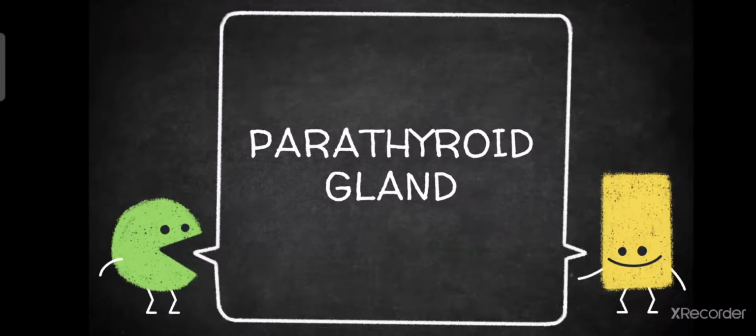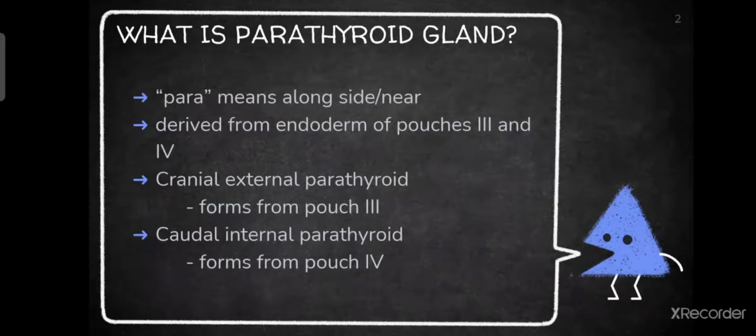Parathyroid gland. What is parathyroid gland? The prefix para means alongside or near because these glands are near the thyroid. It is derived from endoderm of pouches 3 and 4. The cranial external parathyroid forms from pouch 3, while the caudal internal parathyroid forms from pouch 4.